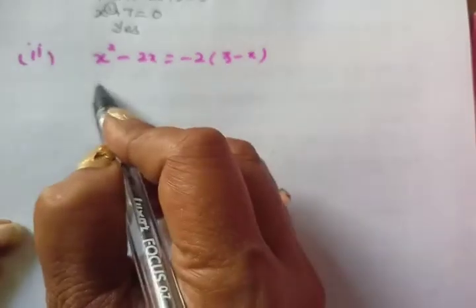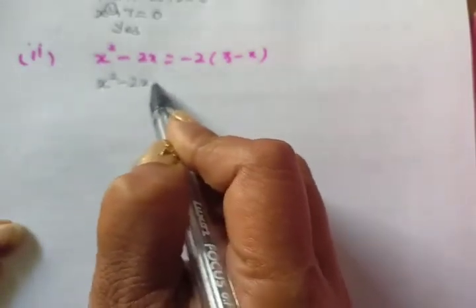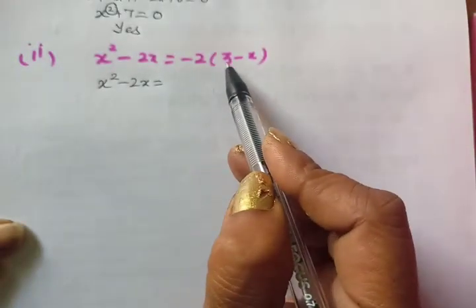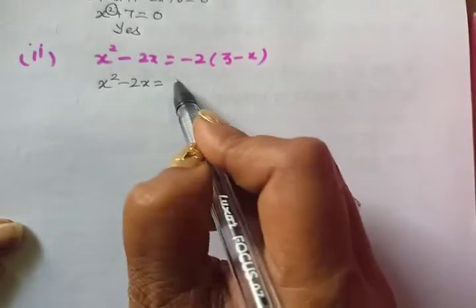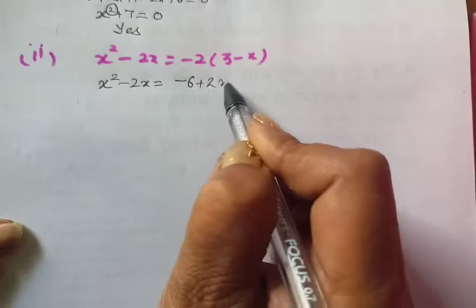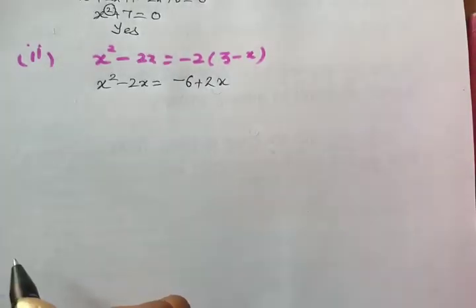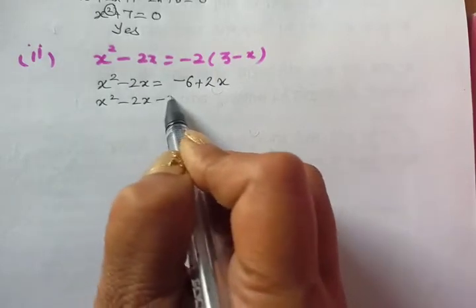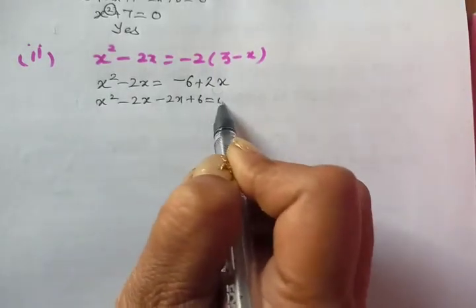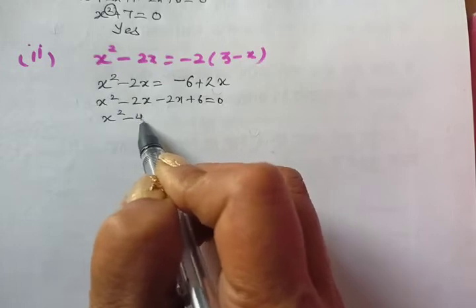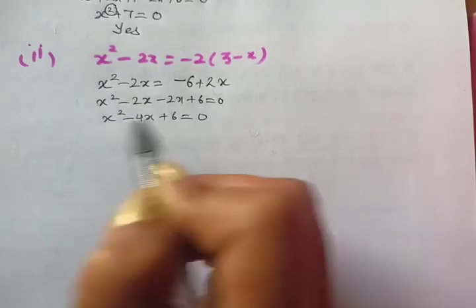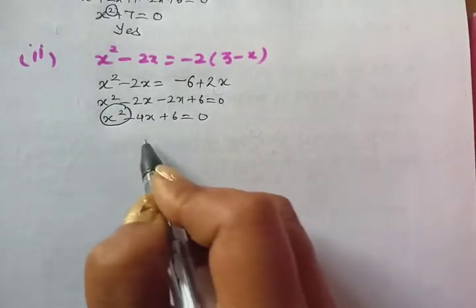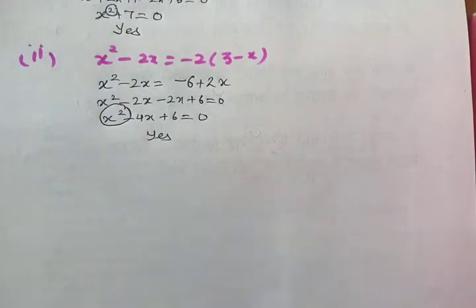Second part says x square minus 2x is equal to minus 2 into 3 minus x, which gives you minus 6 plus 2x. Alright, so this gives you x square minus 2x plus 6 is equal to 0, or x square minus 4x plus 6 is equal to 0. Clearly, since it contains power 2, yes, it is a quadratic equation.